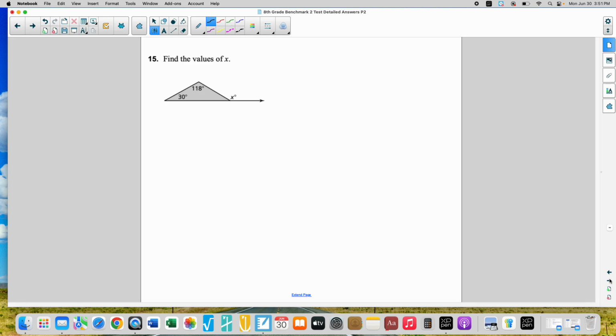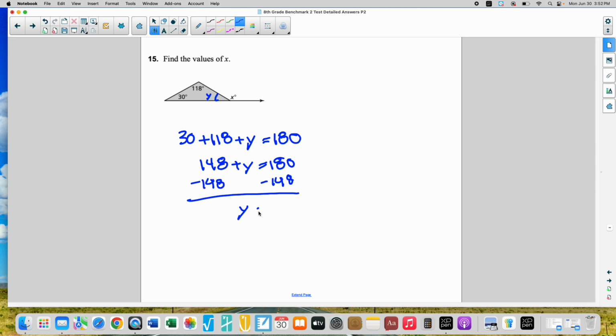Find the value of x. Okay, so we need to find this angle. We'll call this angle y. So we add up 30 plus 118 plus y equals 180 degrees, and that'll give us our missing angle. So that's 148 plus y equals 180. Subtracting 148, we get y equals 32.